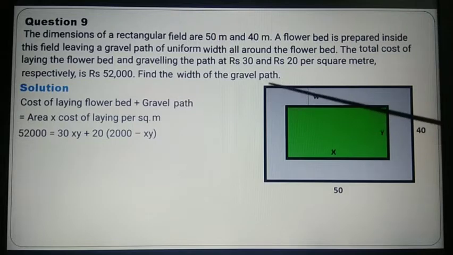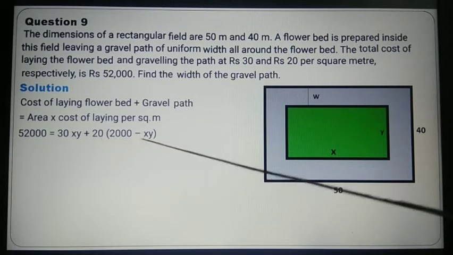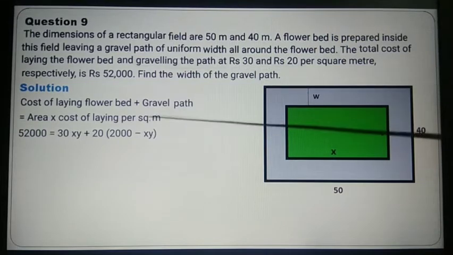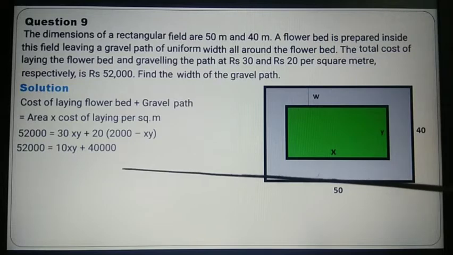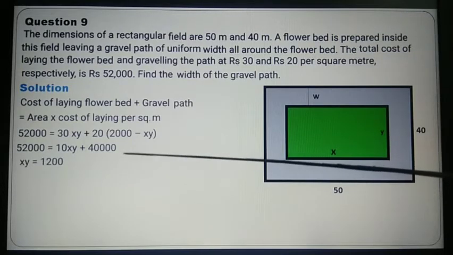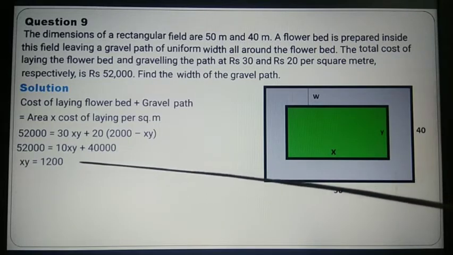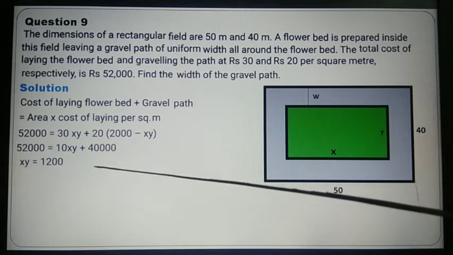So the cost of graveling this path for 1 meter square is given to be rupees 20. But what is the area of this? So the area of this is given to be 2000 minus xy. So that's why it will be 20 into 2000 minus xy. Okay, so let's simplify this. So you'll get this much. Okay, now some things will get cancelled. So after doing cancellation and simplifying further, you'll get xy to be 1200. So all the steps you have to show by yourself.